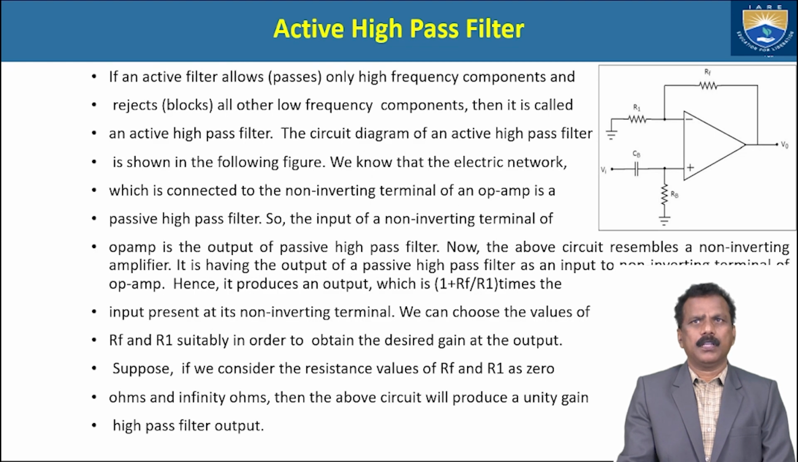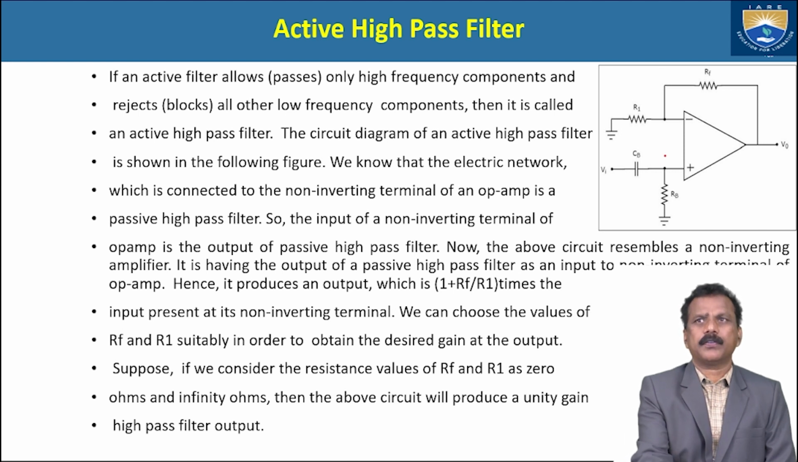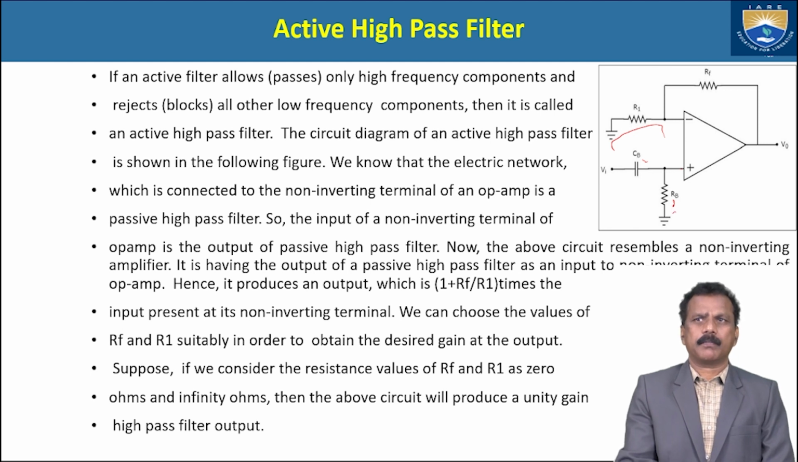Coming to the active high pass filter, it is similar to the previous circuit diagram, but here the inverting terminal is connected to R1, and R1 is connected to the ground. The non-inverting terminal is connected with a capacitor and a resistor. The capacitor is connected with the Vin.